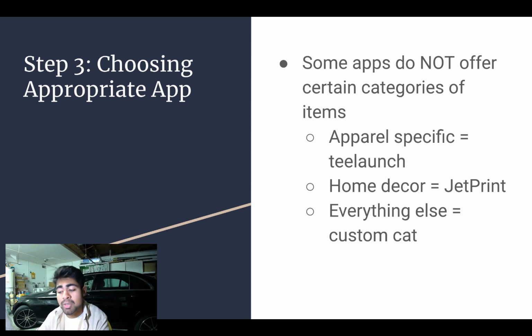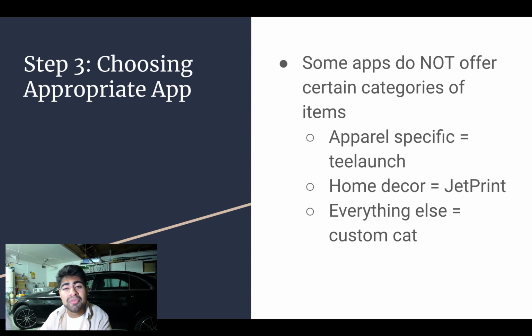But the second app that you should be looking into if you want to go into another niche, which is the home decor niche, meaning selling stuff that you can use inside your home, like custom designed vases, custom designed lamps, etc., I recommend another app which is called Jet Print. And again, it is available in the Shopify App Store. But the third app, which is kind of the everything else app for me, if I don't want to go into apparel or home decor and it is something else besides these two things, I like to use the Custom Cat app.